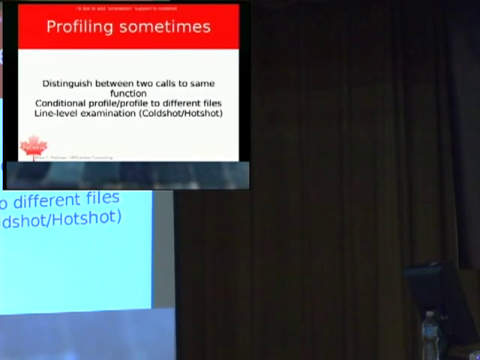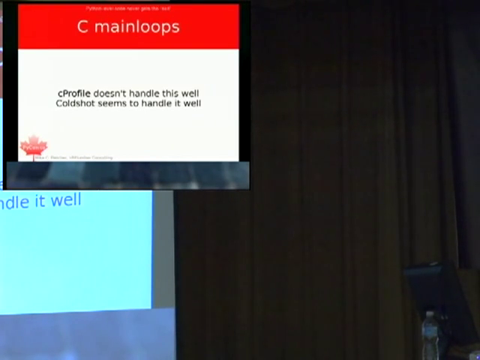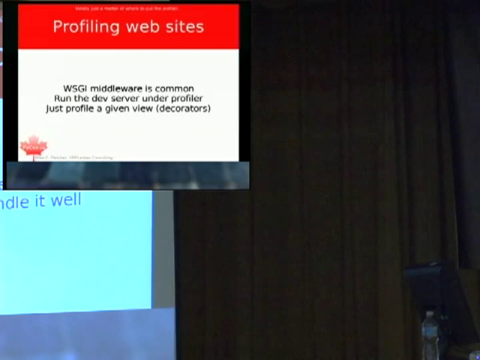If you only want to profile a view on some condition, you can actually write just a piece of code that says, if whatever, start the profiler and stop the profiler when you're done. Other things that tend to cause problems are C main loops, particularly when you're trying to profile GUI code, PyQt. They tend to have a problem in that they never actually come back to the Python code after they're done. ColdShot does handle that, so if you need to, you can use that.